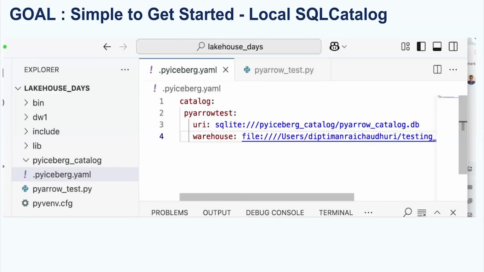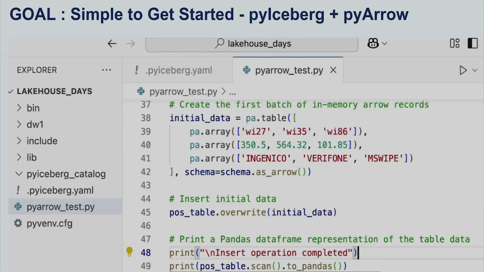So the goal is to start simple and stay simple. If you look at it, you just need a .pyiceberg.yaml file where you create a catalog name. And for this one, I've used an SQLite catalog. And then you just define a data warehouse. So I've defined, let's say, DW1. And then what you could do is you could just insert this data using a PyArrow batch. So you could just push your lists within PyArrow, and then PyArrow would insert it or overwrite it or append it. And you can run upsert operations as well. So nobody stops you from doing that.